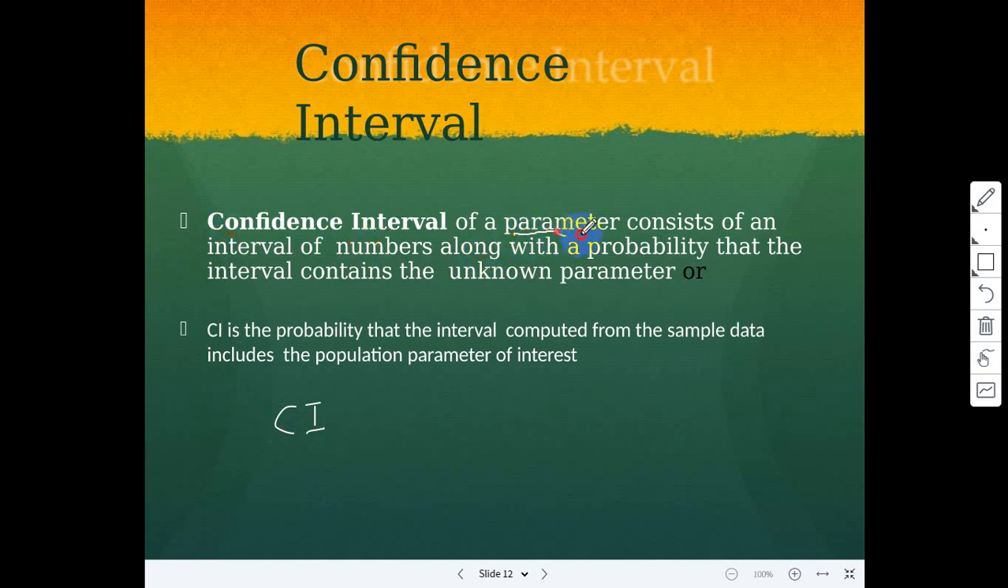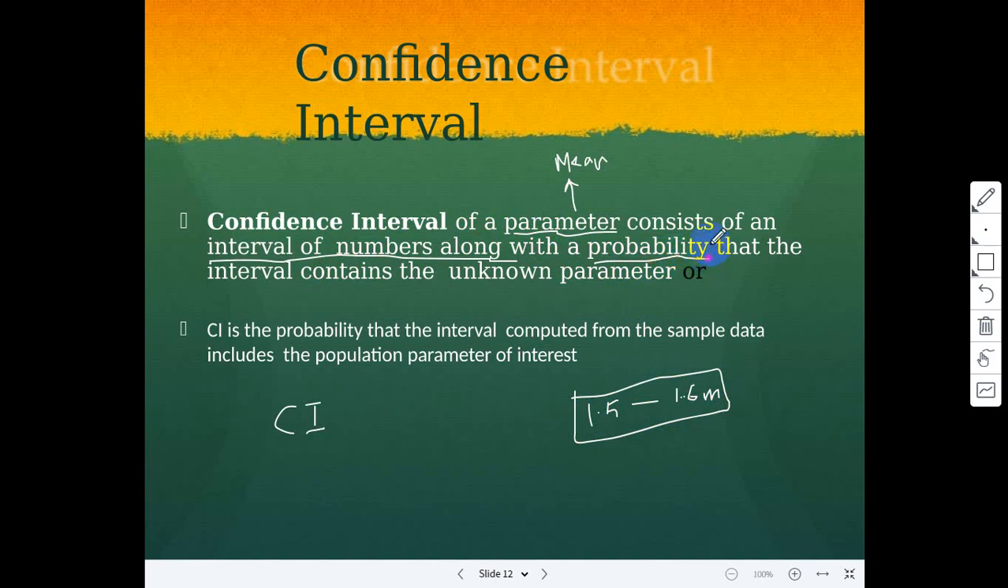Confidence interval of a parameter. Look at this parameter. What does it mean? A value for the population. It may be the mean of the population, the variance of the population, or the standard deviation of the population. A confidence interval of a parameter consists of an interval of numbers for the population. What does it mean? It will have from 1.5 to 1.6. So the mean height of all students is from 1.5 to 1.6. This is for the population, so we derived it for the parameter. It has an interval of numbers with a probability.